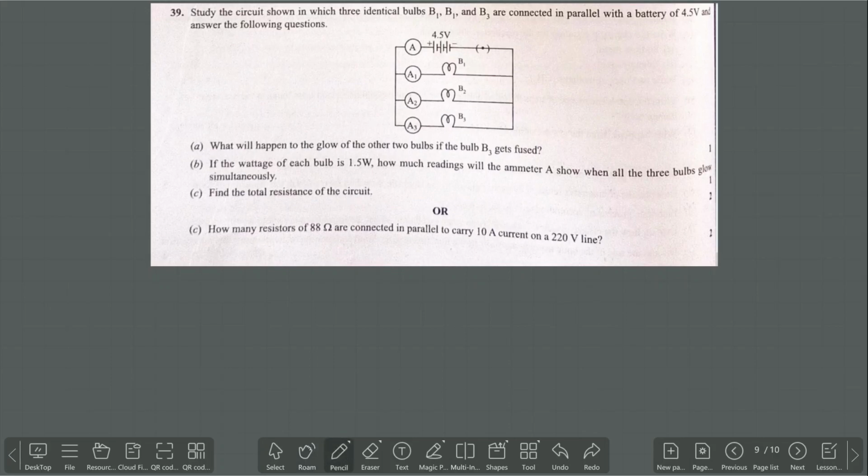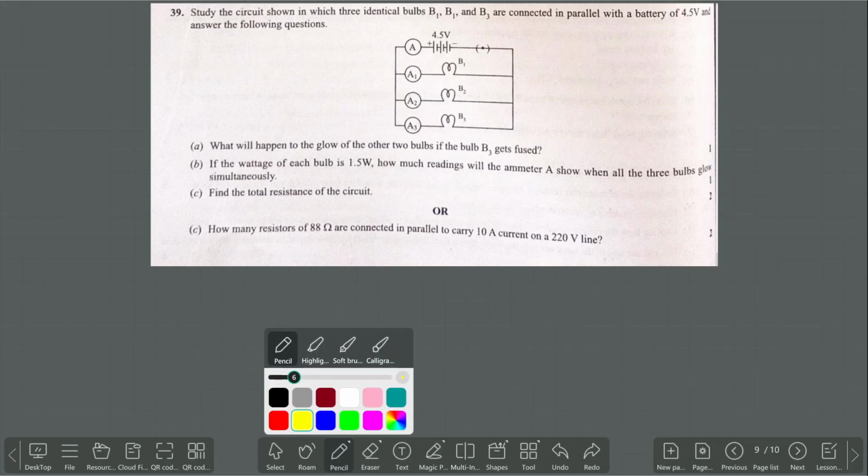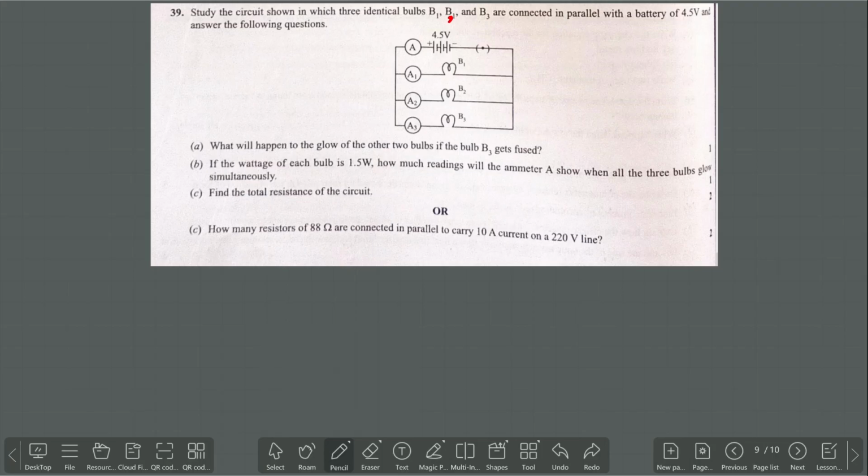So, first read the question. Study the circuit shown, in which three identical bulbs. What is the meaning of the word identical? All are going to be the same. B1, B2 and B3 are connected in parallel to a battery of 4.5 volt. Answer the following questions.